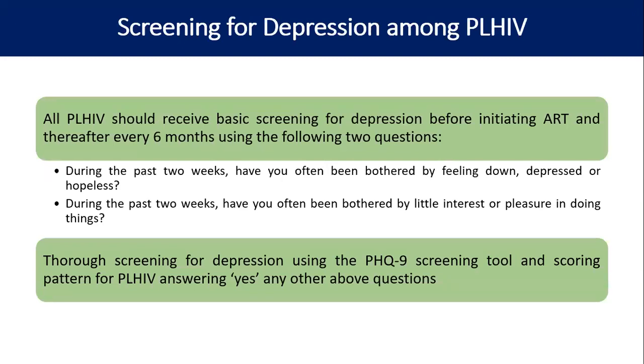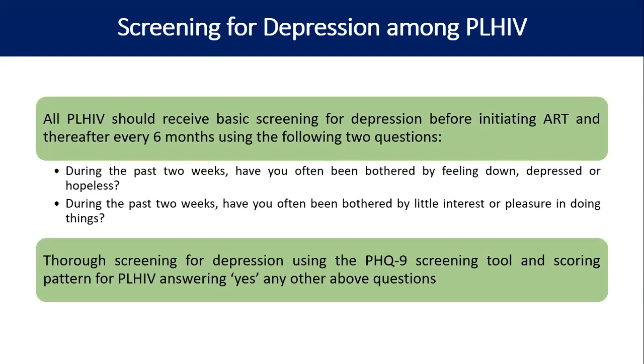Now, for screening, there are 2 questions. If the answer to any of the questions is yes, then we should administer PHQ-9, that is Patient Health Questionnaire 9. These questions are asked when the patient is registered in the ART services or during initiation of ART, and thereafter every 6 months. Every 6 months, we should ask these questions.